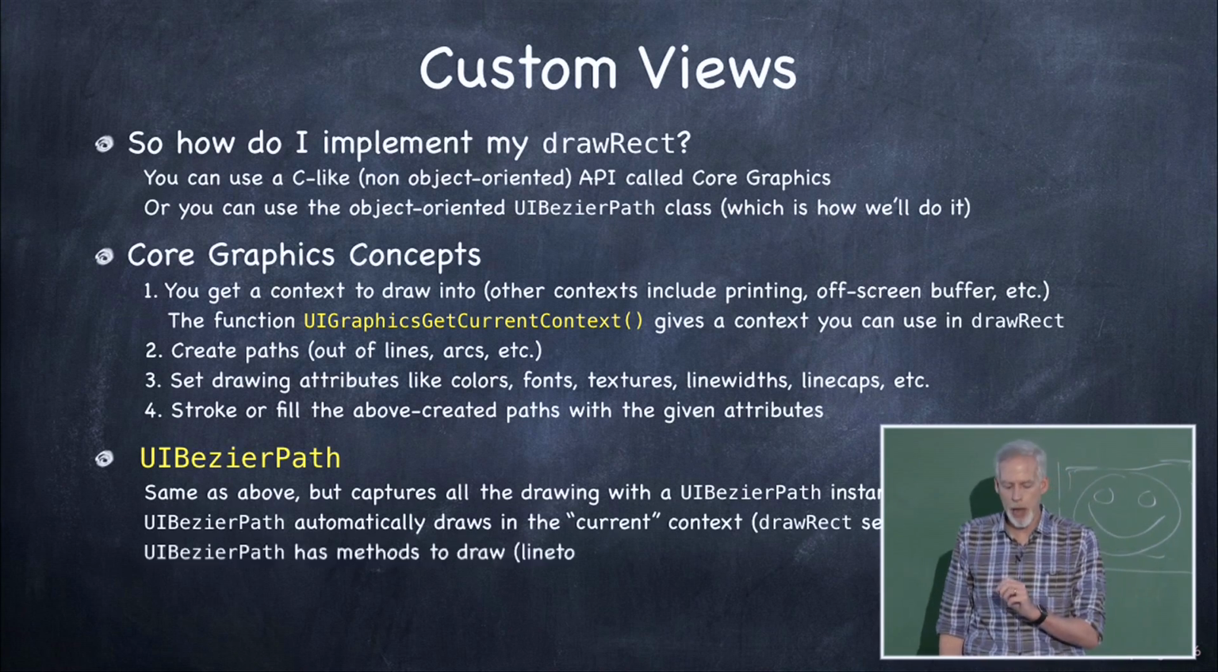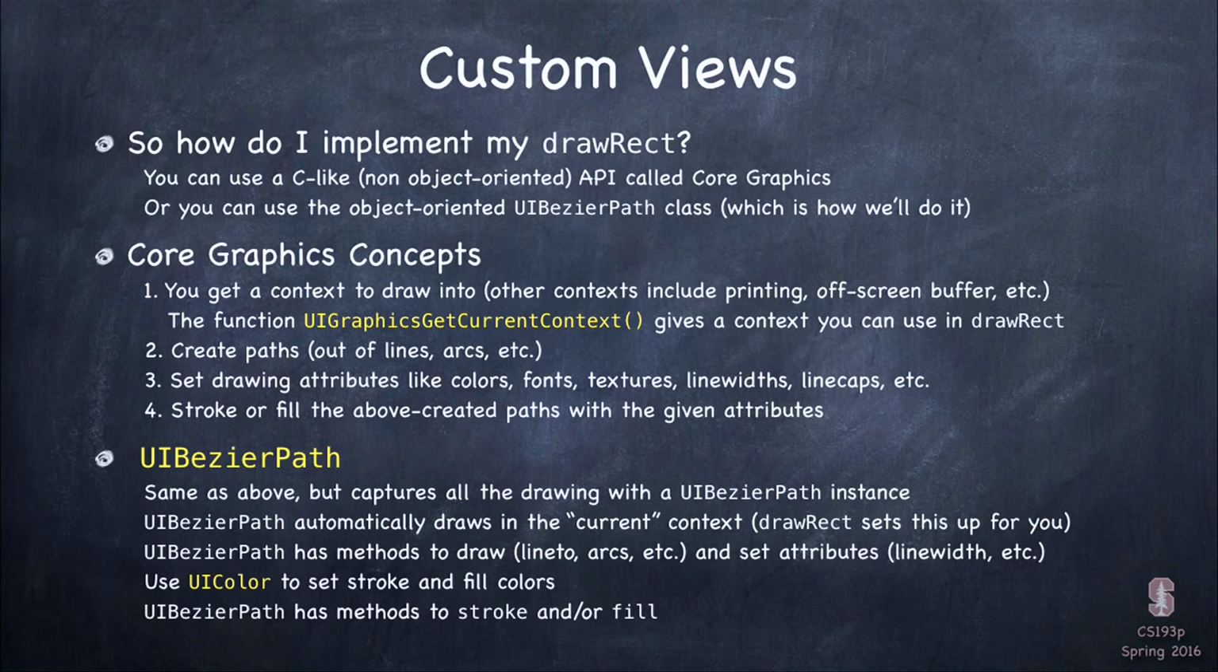Now, UIBezierPath does all these things the same, okay? It's just that UIBezierPath automatically knows the context to draw in, so you don't have to worry about context. It has methods to draw, like line to, arc to, those kind of things, instead of having discrete functions, you know, these global functions. You use UIColor to set the stroke and fill colors. This is a class we'll talk about. And then when it comes to stroking and fill, those are methods on UIBezierPath.